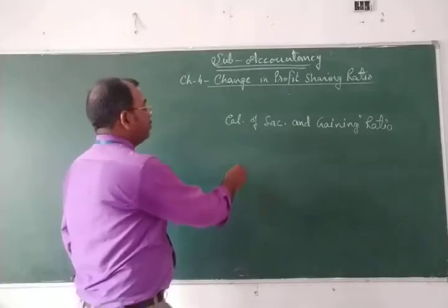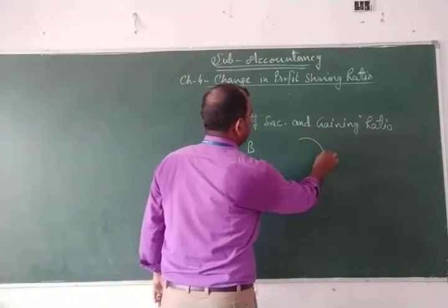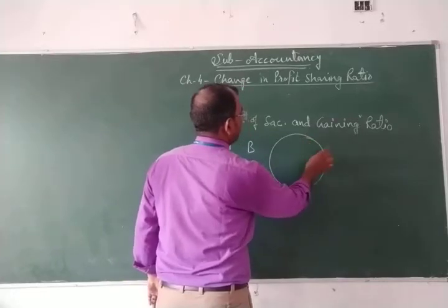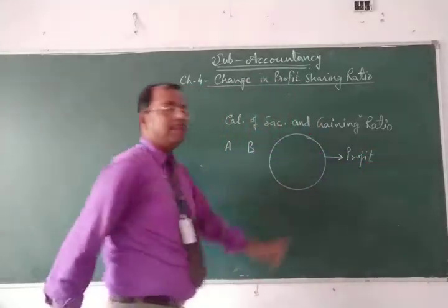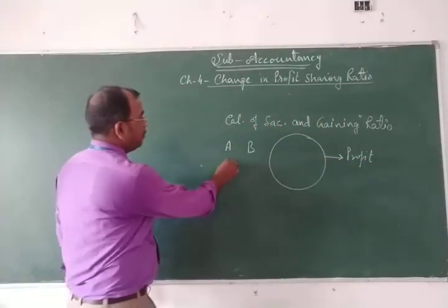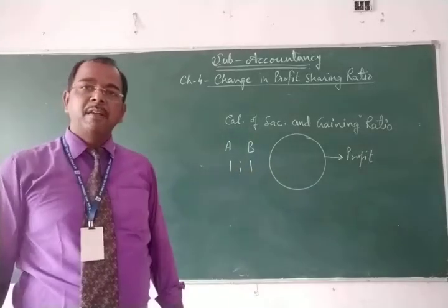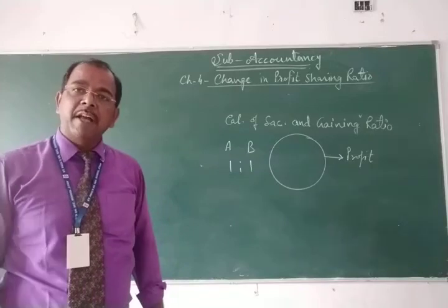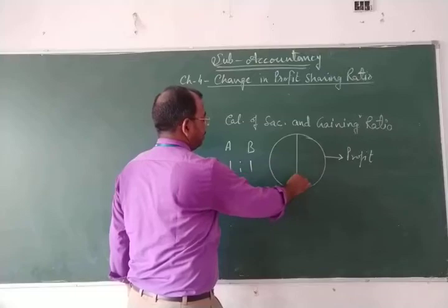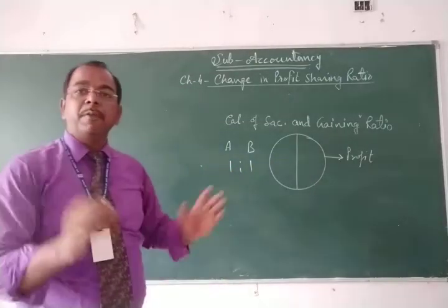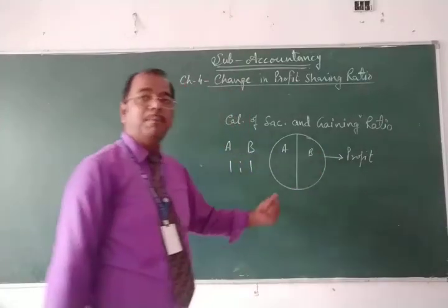Suppose two partners are there, A and B, and this is profit. It was earlier distributed like this, equally. So how would this profit have been distributed earlier? Equally, like this, 50-50. 50% is for A and 50% is for B.